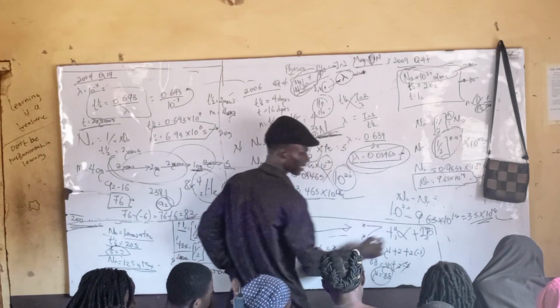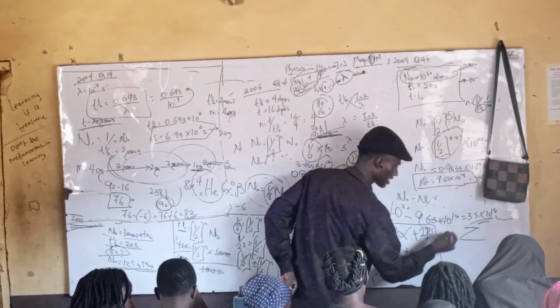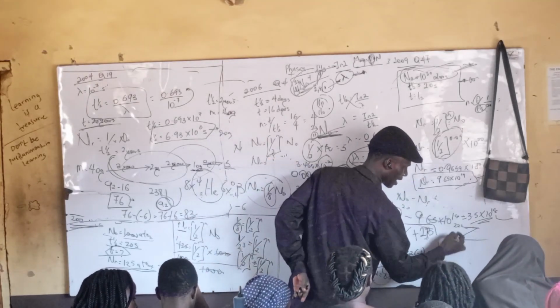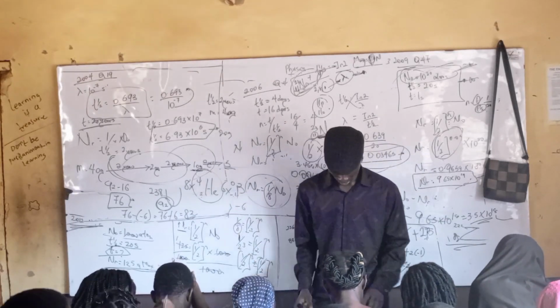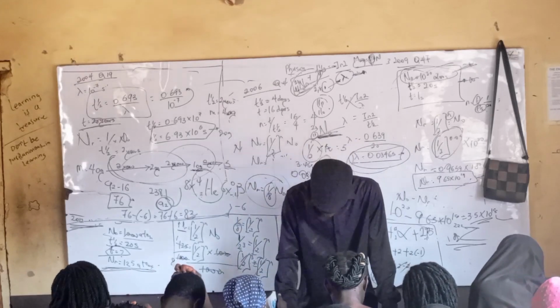So what will be Z like that? Z will be equal to X, which is 222, and Y, 88. That's the answer, everybody.